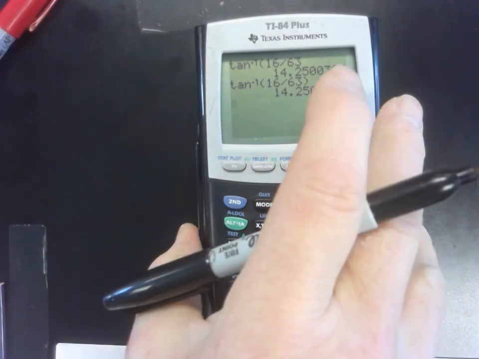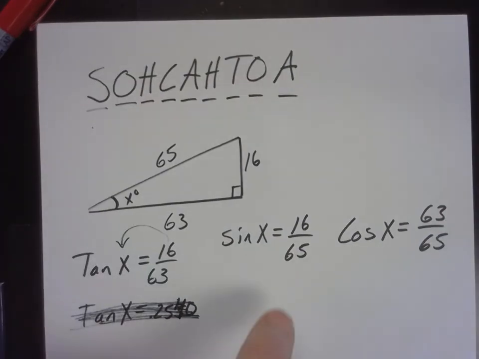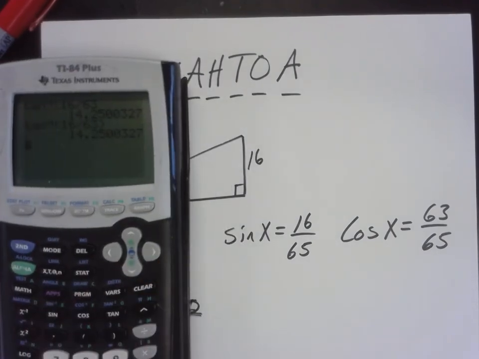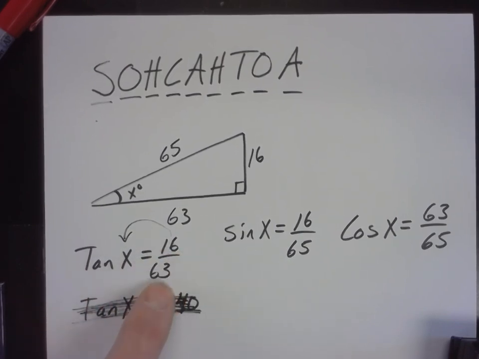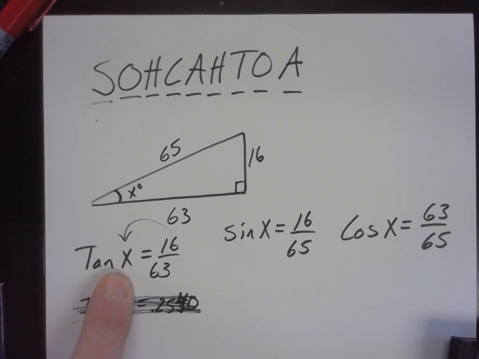Okay, so let's try the sine one. Everybody try this. So how are you going to do this using the sine? What do you hit first? Second function. So the inverse sine of 16 divided by 65, 14.25. You getting it? Okay. Or inverse cosine of 63 divided by 65, 14.25. So whenever you're looking for the angle, what are you going to hit first? Second function. Okay, so we're going to do the inverse of the operation. So if I do the tangent of 14.25, it'll give me this number. If I do the inverse tangent of this number, it'll give me the angle 14.25. Okay?